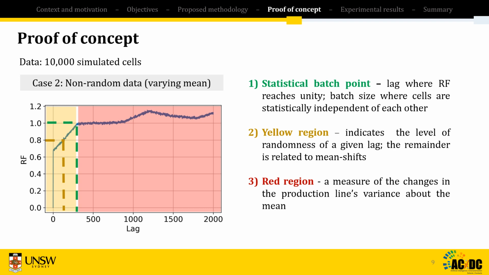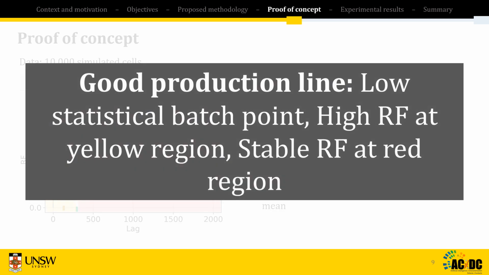So what makes a good production line? A good production line should have a low statistical batch point, high RF at the yellow region, and stable RF at the red region.